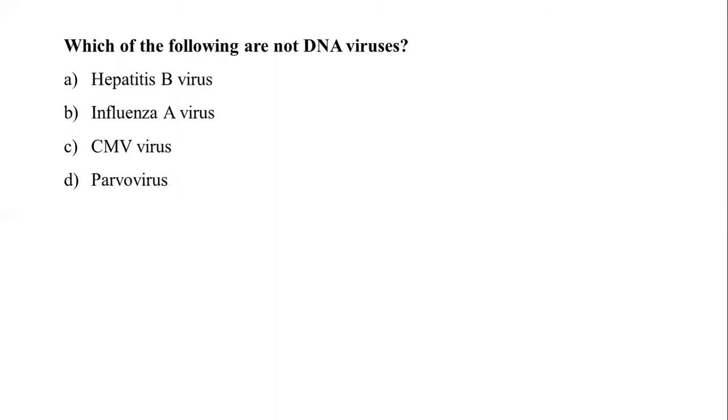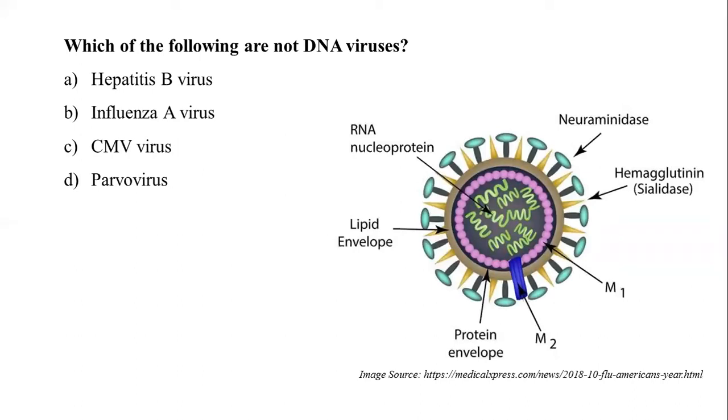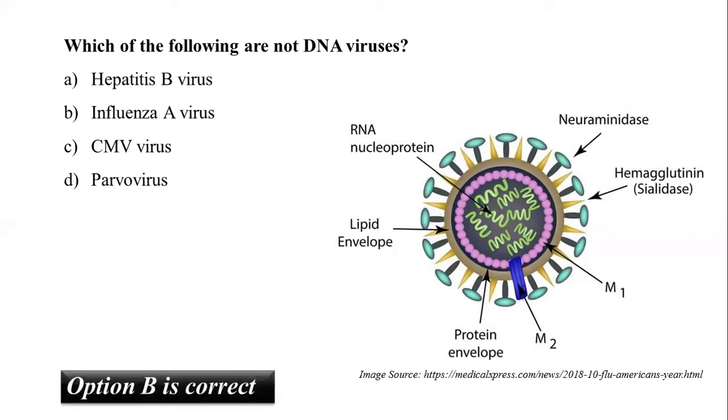The next question is asking which of the following is not a DNA virus. Among the given options, option B, the influenza viruses, are negative sense single-stranded RNA viruses which cause influenza in birds as well as certain mammals. So the right answer to this question would be option B, influenza viruses.